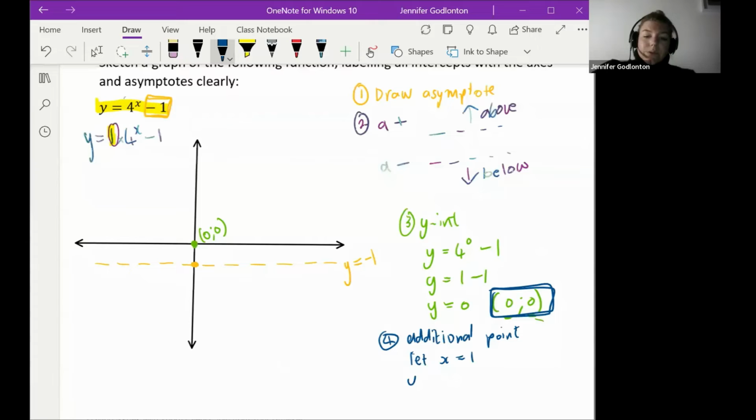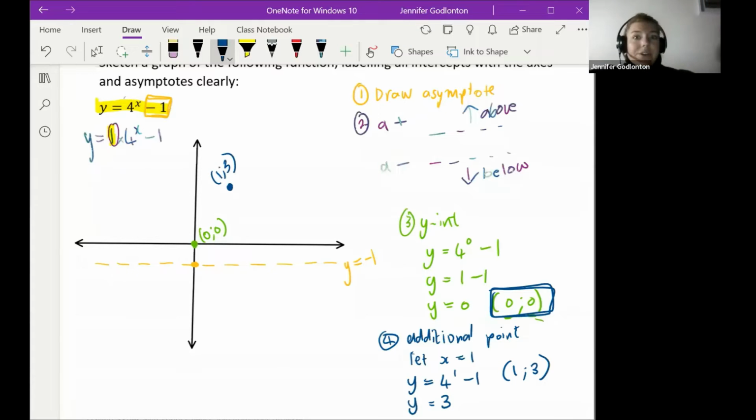If x is equal to 1, then my y value would be 4 to the power of 1 minus 1. 4 to the power of 1 is 4, so that's 4 minus 1, which is 3. So what we're doing here is we're saying my coordinates at that point are when x is 1, y is 3, and that I can plot. So when x is 1, y is 3.